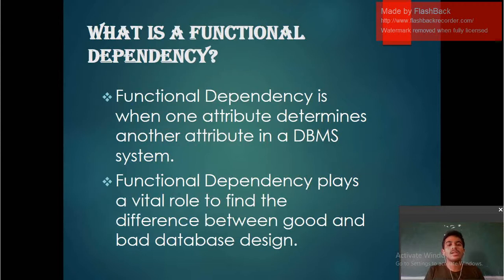So what is a functional dependency? A functional dependency is when one attribute determines another attribute. If we have attributes in a table while creating a database, and the first attribute determines the second attribute as well as the third, then we can say that the table has a functional dependency. I can also say that functional dependency plays an important role between good and bad database designs. And we have different types of functional dependencies, many types. We can see that.